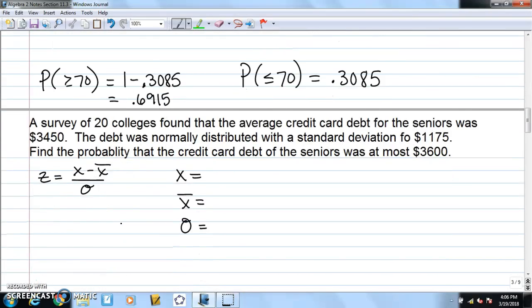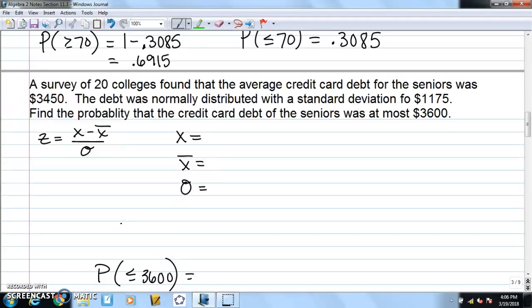Okay, so this survey of 20 colleges found that the average credit card debt for the seniors was $3,450. The debt was normally distributed with a standard deviation of 1175. Find the probability that the credit card debt of the seniors was at most $3,600. So that means less than or equal to 3,600. That's what we're trying to find.